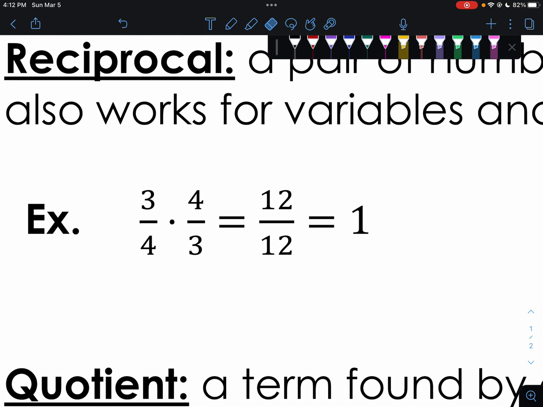So if we look at this first example, I have the fraction 3/4, and its reciprocal is 4/3, meaning we just flip the fraction. When I multiply them together, I multiply the top together, 3 times 4, it gives me 12. Then I multiply the bottom together, 4 times 3, it gives me 12, and 12 over 12 gives me 1.